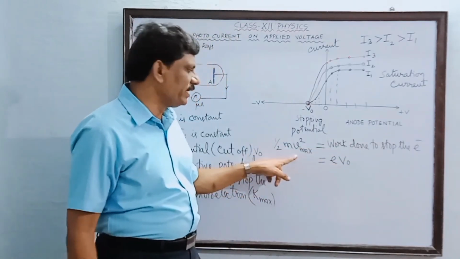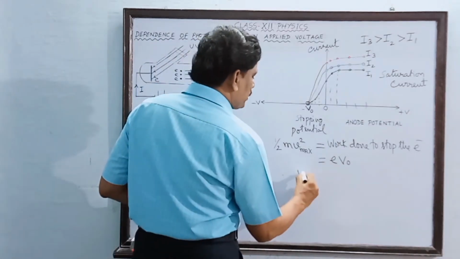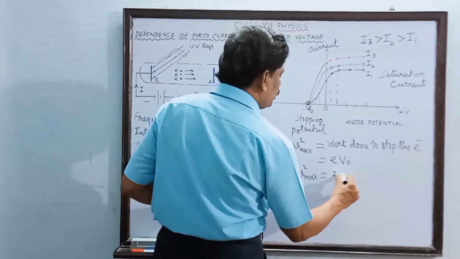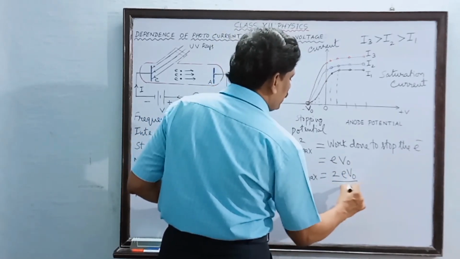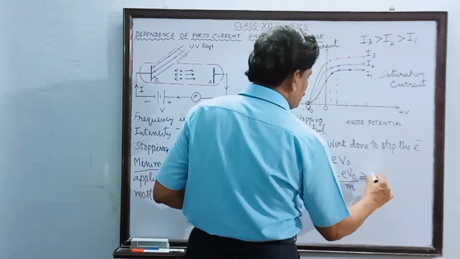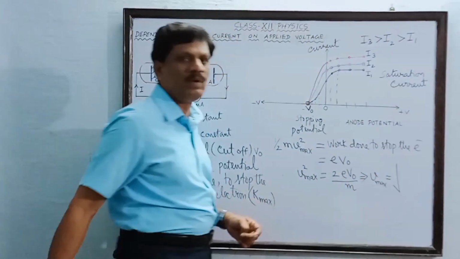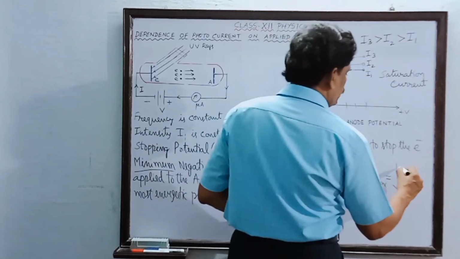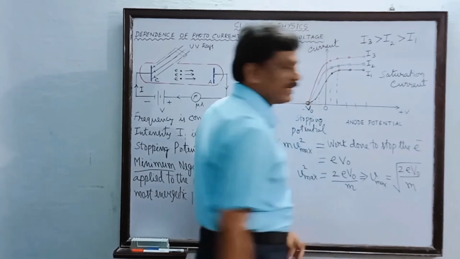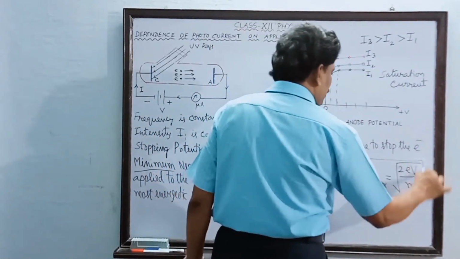And hence that must be equal to what? Half mv square maximum. Therefore, v square maximum is equal to what? 2eV0 divided by m. Okay. So this implies what is v maximum? V maximum must be equal to the square root of 2 into eV0 divided by m. Okay, students. So this equation is very important.